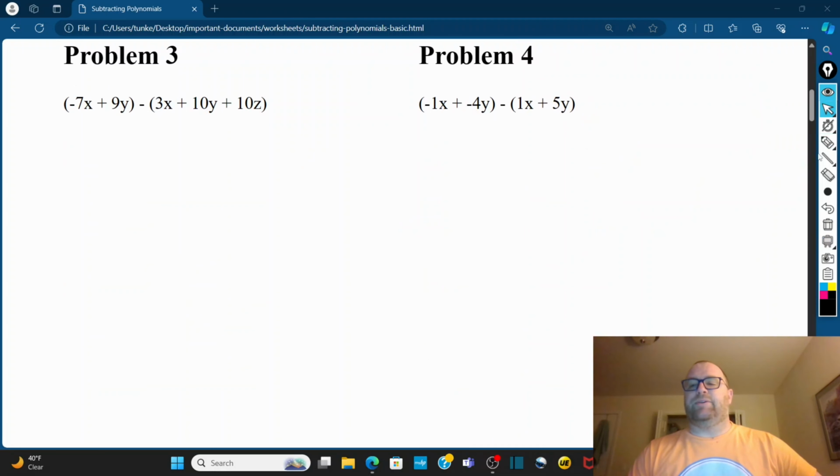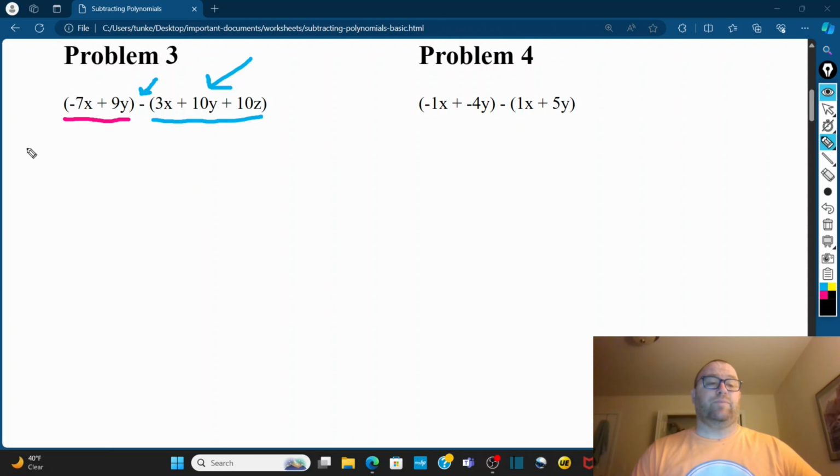Okay, so problem 3, we have the polynomial negative 7x plus 9y, and from that we are subtracting 3x plus 10y plus 10z. Okay, so I'm going to change the sign here, and then I'm going to change every term here and drop the parentheses. I'm going to rewrite this problem as an addition problem.